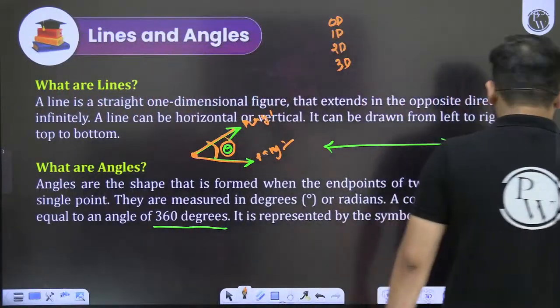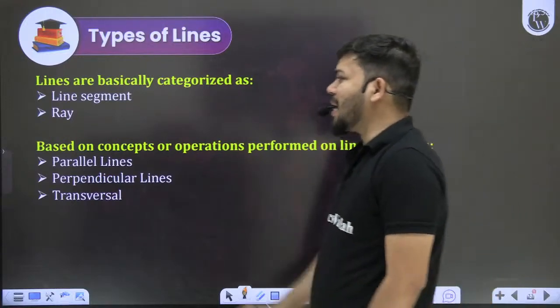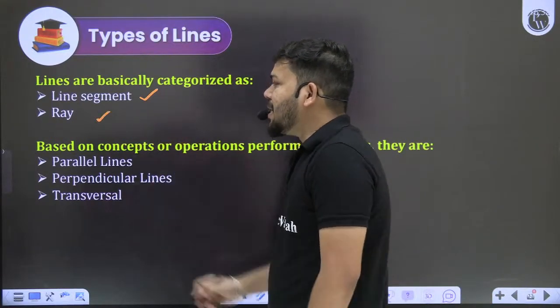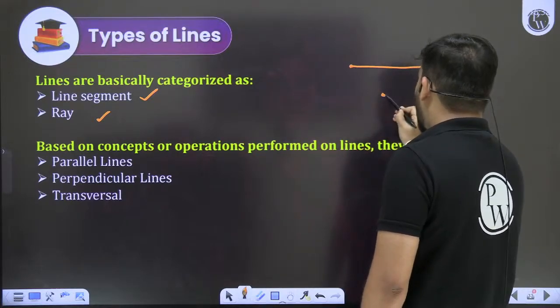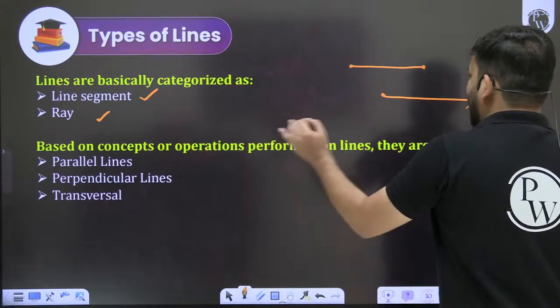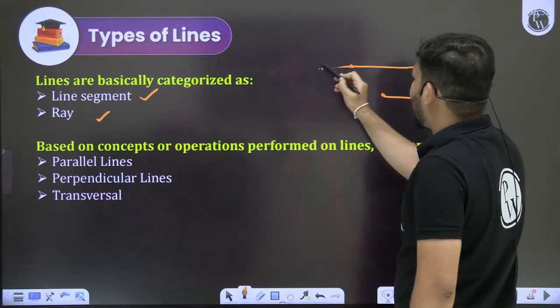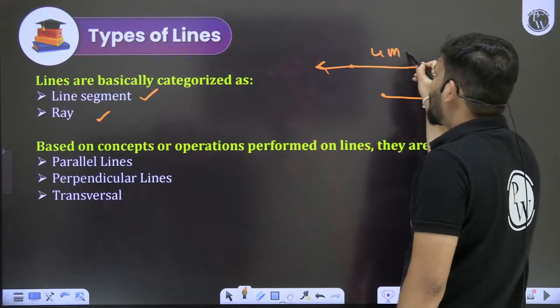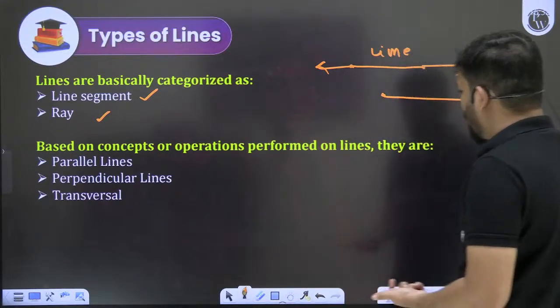Okay, right. Now you can see here lines are basically categorized as line segment and ray. A line segment will have two endpoints, and a ray will have one endpoint and will extend in one direction. If I extend this line segment in two directions, that will be nothing but a line. So how many endpoints will be there? They might ask you that in the questions, right?